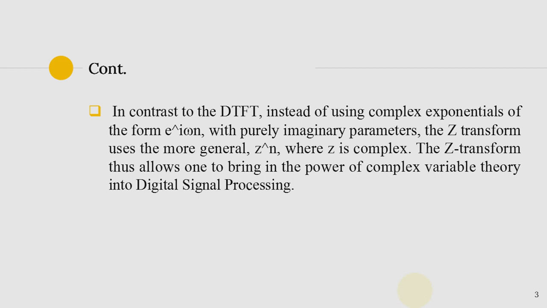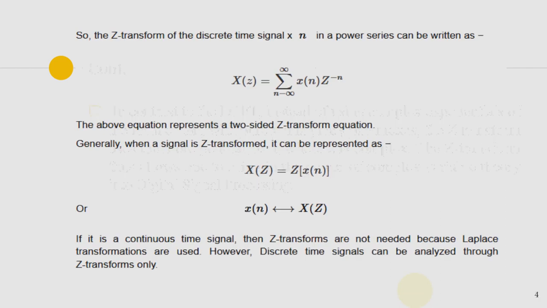So the Z transform allows one to bring the power of complex variable theory into digital signal processing. This is the power series form of the Z transform of a discrete time signal x of n. It can be written as X of z equal to summation n equal to minus infinity to infinity x of n z raised to minus n. So this is the equation for the Z transform. The above equation represents a two-sided Z transform, so it is also called the two-sided Z transform.